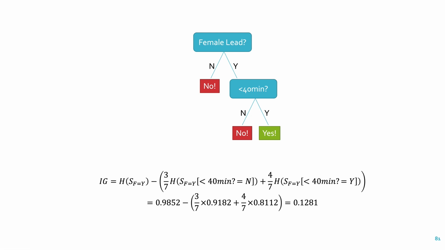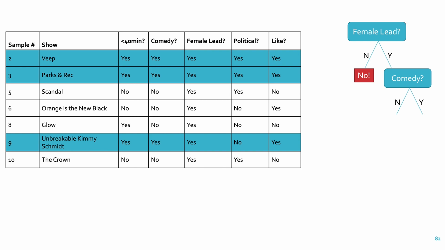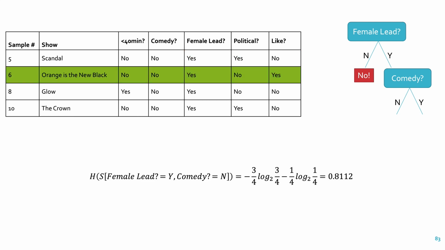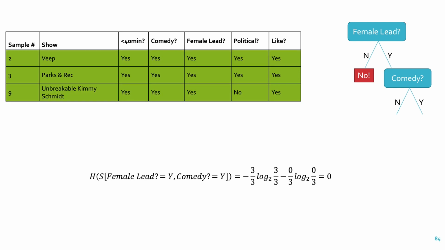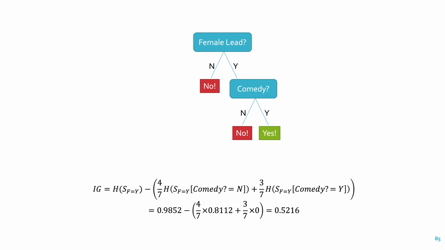Now let's split on something else. Let's try comedy. For comedy, we only have 3 samples that have a value of yes, and 4 samples with a value of no. For comedy equals no, we have 4 samples. One is labeled with yes, and the rest are labeled with no. This gives us an entropy of 0.81. When comedy equals yes, we have 3 samples, all of which are labeled yes. This gives us an entropy of 0. Calculating information gain, we get 0.52, which is very large. This is looking good. We still have to check the final feature, political.